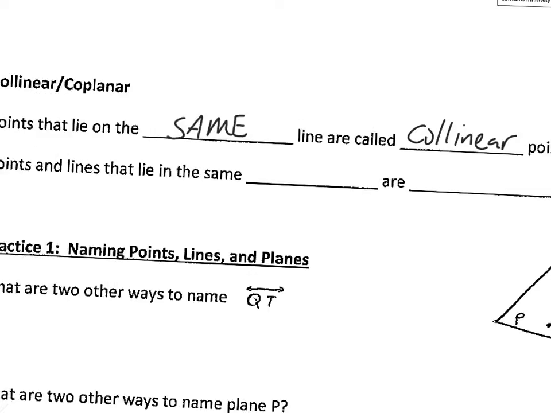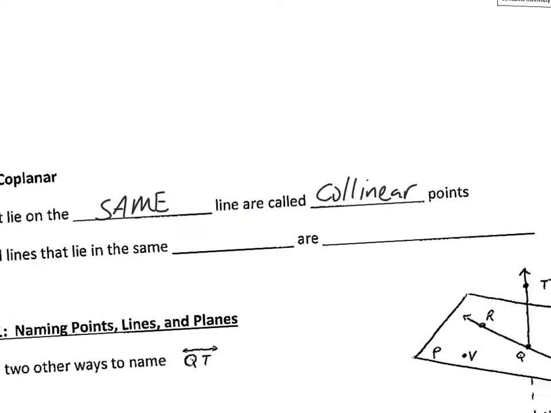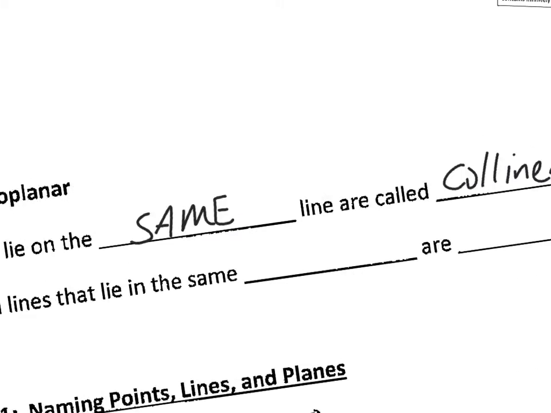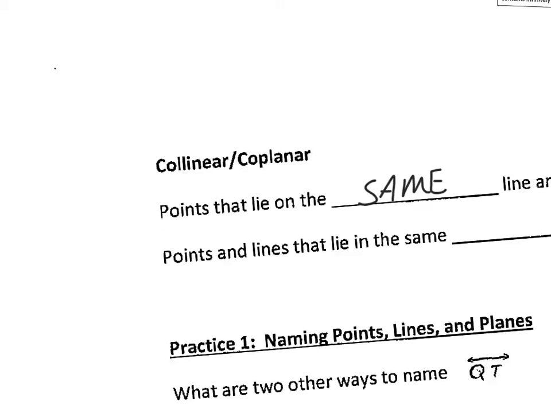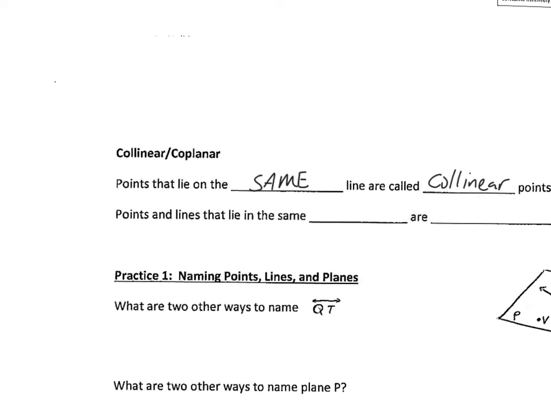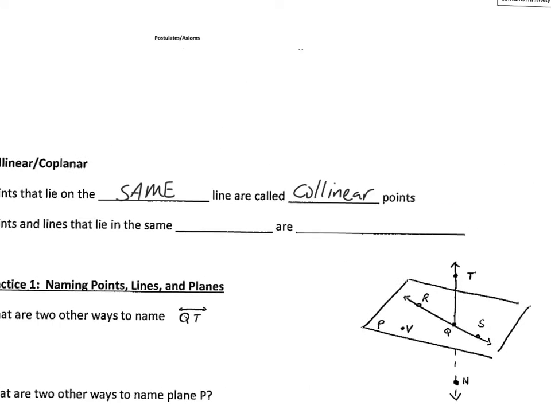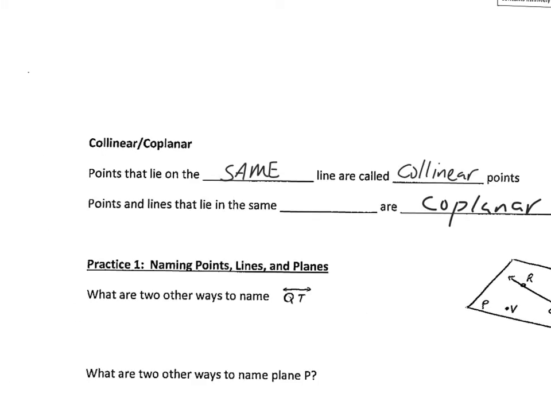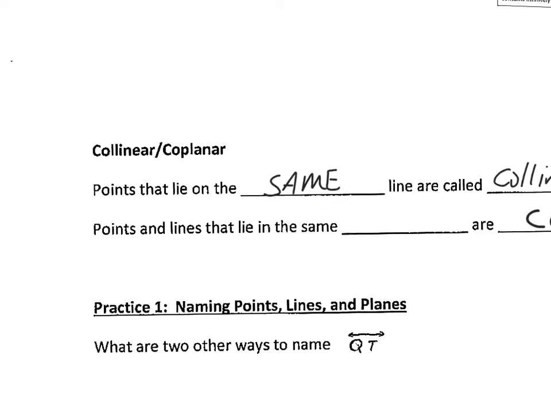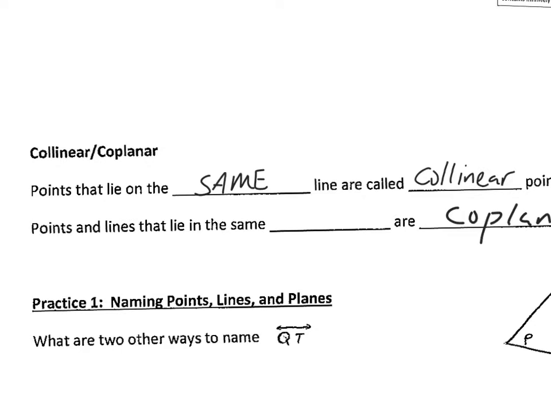And remember, the only reason this says points is because lines are made up of points. You can't have anything else on a line besides a point. When we talk about coplanar, the same idea: planar meaning plane, co meaning together. But remember, what makes up a plane? Well, it's points and lines. So it's any points and lines on the same plane. Those are what we call coplanar.